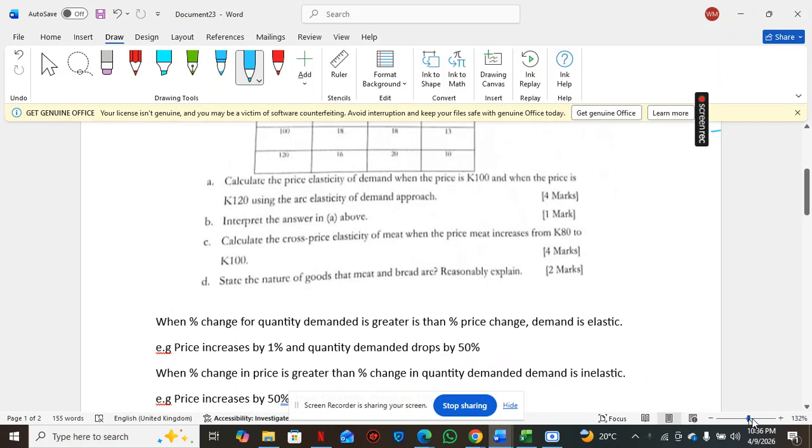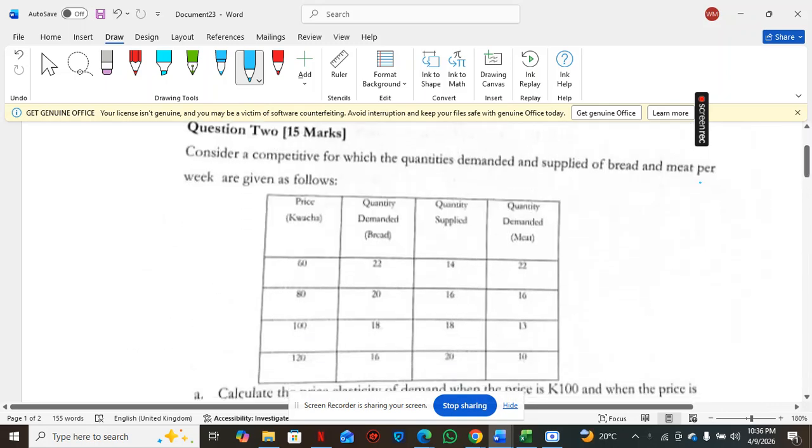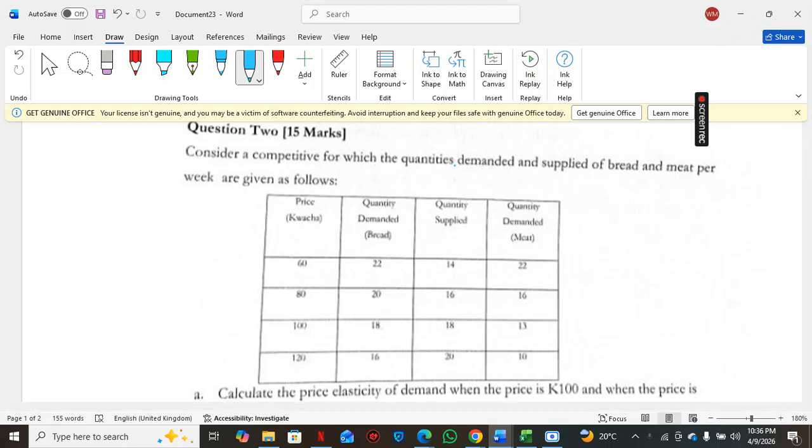Okay, so we are looking at this question here. Given information, consider a competitive market for which the quantities demanded and supplied of bread and meat per week are given. Yes, so we've been given prices: 60 kwacha, 80 kwacha, 100 and 120 kwacha.